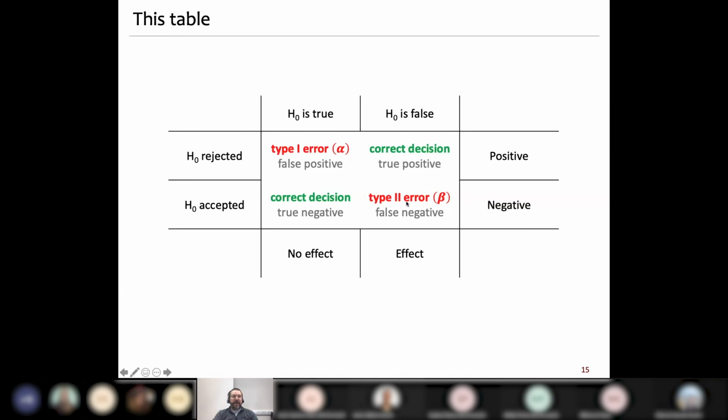Type 1 error, type 2 error, this is a commonly used terminology, but I'm not going to come back to this. I will simply call these things false positives and false negatives because it's much easier to remember what they are if you describe them this way.